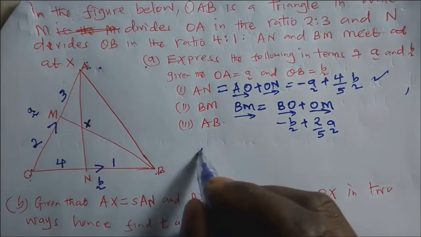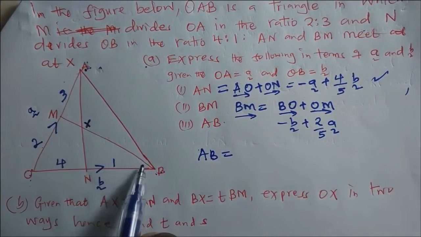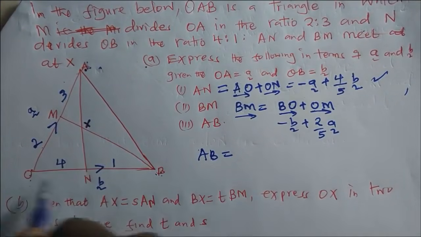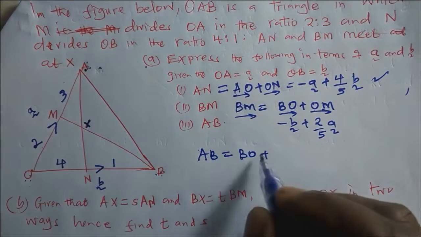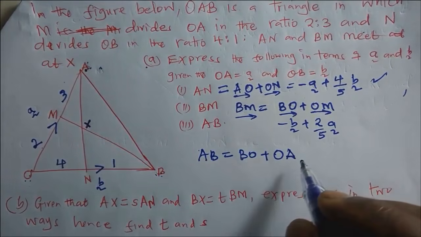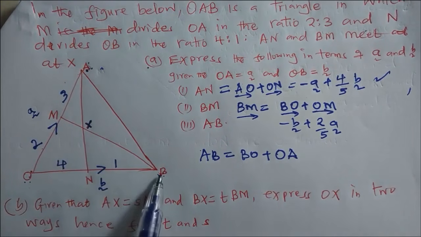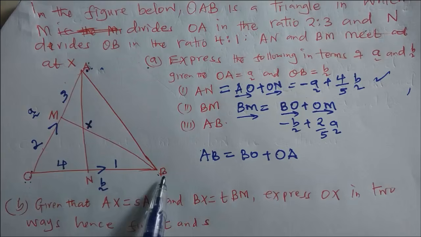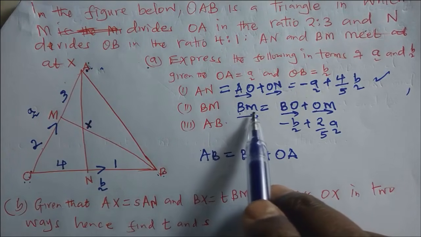Then AB is equal to BO plus OA, right? Yeah. AB, we are starting with BM. Whoa, sorry.